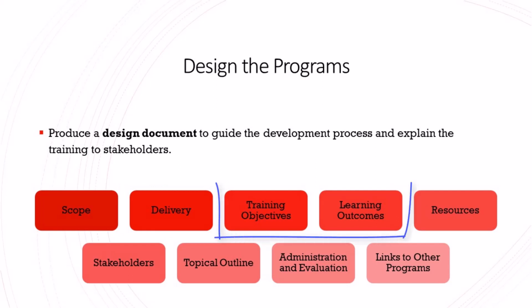In addition to the training objectives and learning outcomes, it also describes the resources that need to be developed or purchased, and the stakeholders who will be involved in the development process. Trainers, instructional designers, and managers, for example. The topical outline includes all the topics that the training will cover and the order in which they will be taught. The design document also describes the administration and evaluation plan and explains how the program is related to, yet different from, other courses in the curriculum.